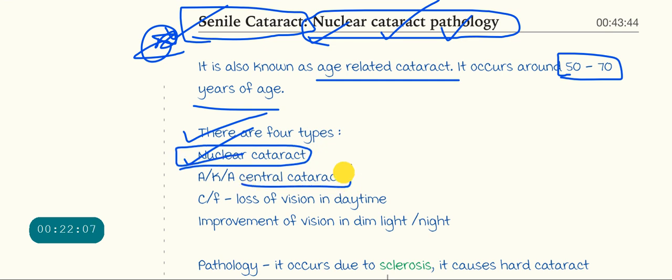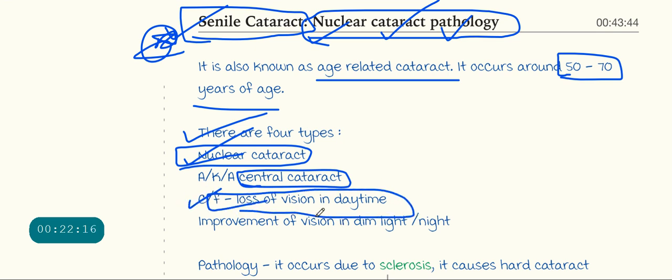The clinical feature for the nuclear cataract is loss of vision in the daytime. But in the night time or in a dim light, the vision improves. And this condition is called as senile cataract, nuclear cataract type. So if the patient comes with a complaint of loss of vision in a daytime and improved vision in a dim light or a night time, then this would be a nuclear cataract.